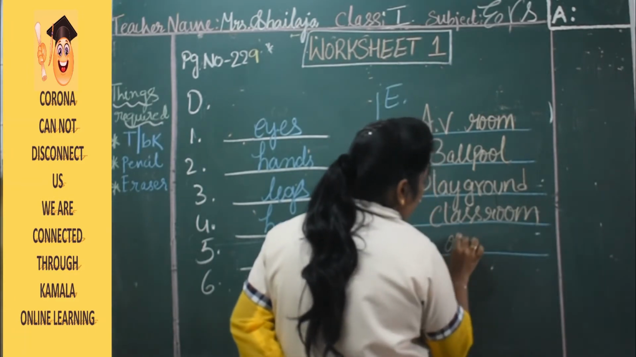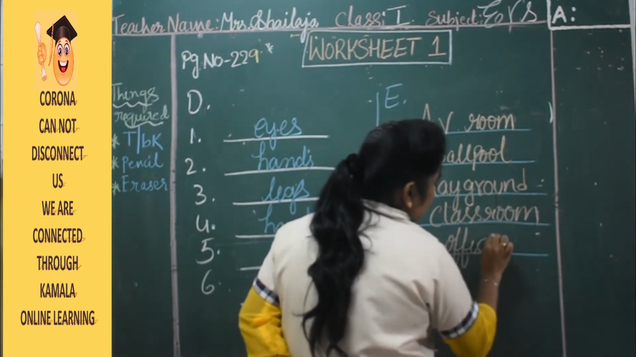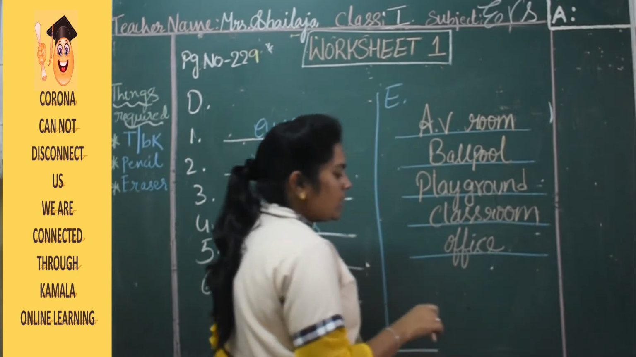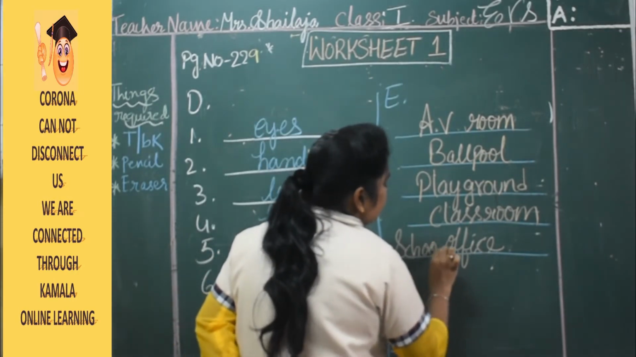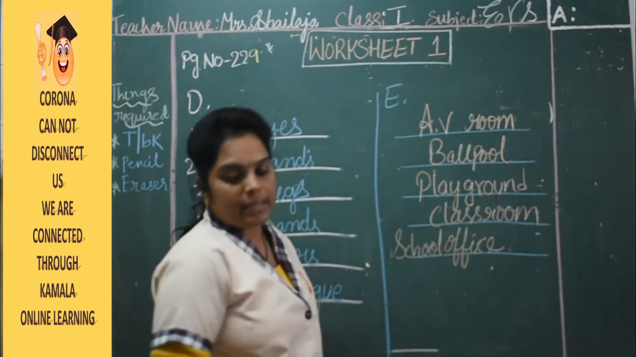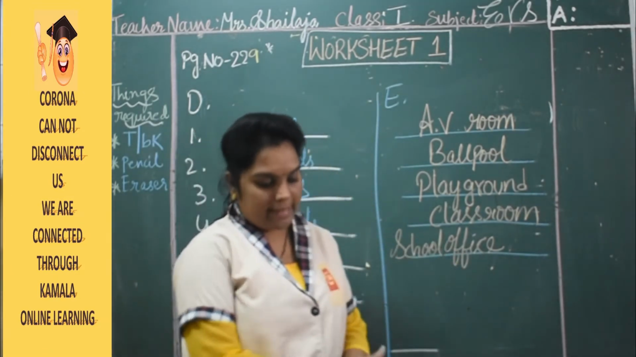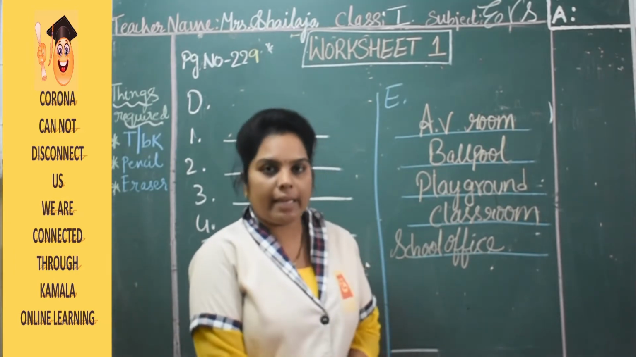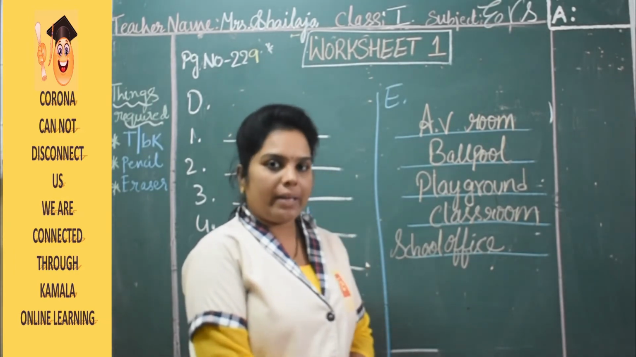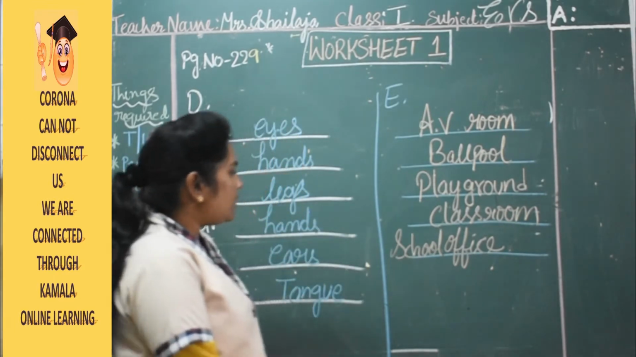And we like our office. Yes, you can write here. School office also you can write. Okay? So with this we have finished worksheet 1, that is on page number 228 and 229. So you can copy down this one.